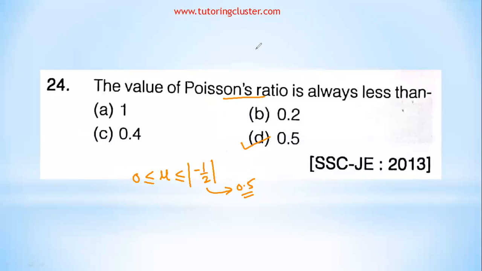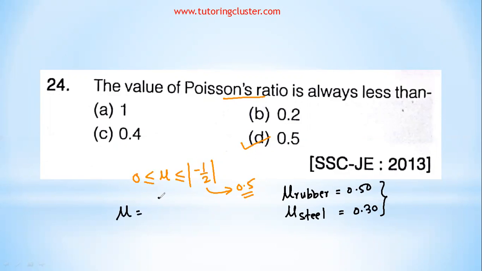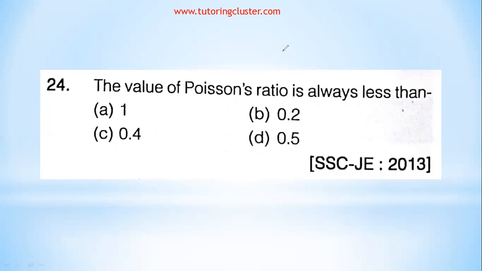And we have also seen the different values of Poisson's ratio. For example, what is Poisson's ratio for rubber? It is around 0.50. Then we have seen Poisson's ratio for steel. So you must know at least 2 to 3 values of Poisson's ratio, so that the concept will be clear to you. And we have also seen the definition. What is Poisson's ratio? It is lateral strain to that of longitudinal strain. Okay, next question number 25.